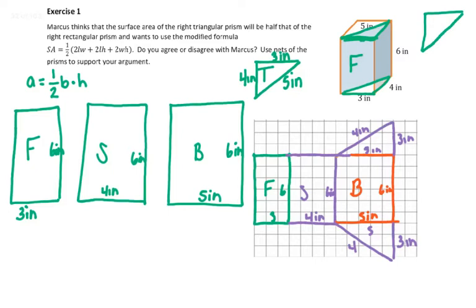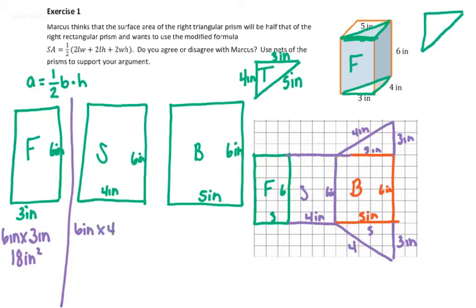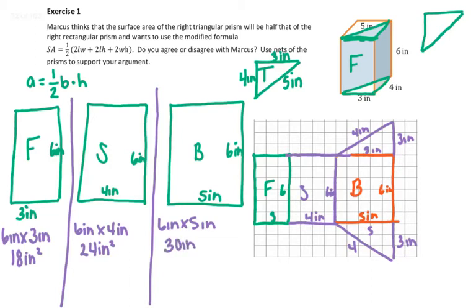So for our first rectangle here, we've got 6 inches times 3 inches, because remember it's length times width or base times height for rectangles. So that's 18 inches squared. So there's one rectangle, the front of my rectangle. The side of my prism is 6 inches tall and 4 inches wide. And 6 times 4 is 24 inches squared. Okay. Now we've got the back of our prism, which is 6 inches tall and 5 inches wide. And 6 times 5 is 30 inches squared.